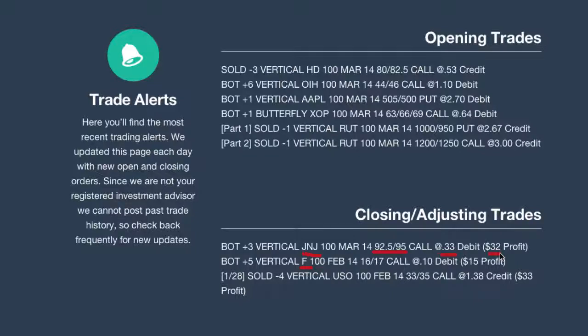On Ford, same thing with Ford. We got rid of it at almost half, or a little bit over half of what we could potentially make on the deal. We entered that with a nice profit or spread premium of 35 cents.